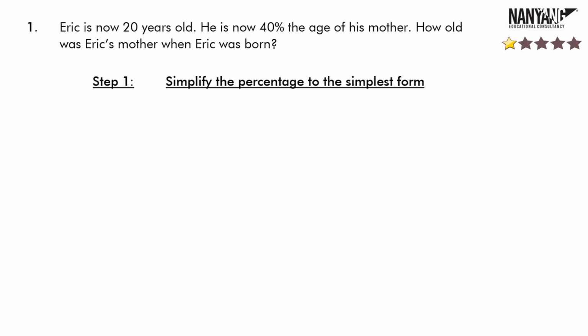So our first step is to simplify the percentage to the simplest form. So let's write down Eric and his mother's ratio. Eric's 40% and his mother 100%. We simplify that to 2:5.